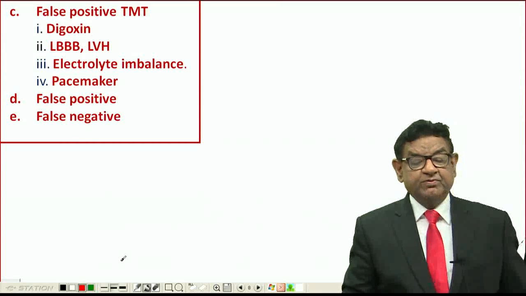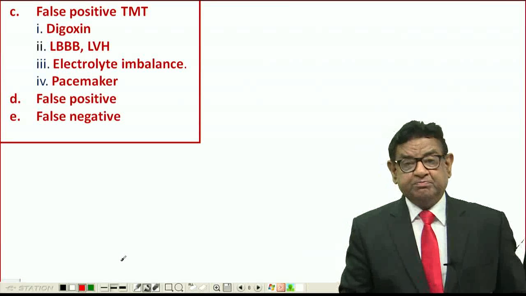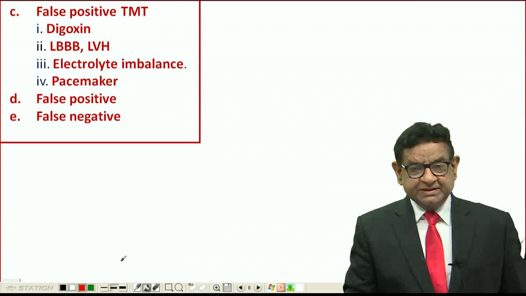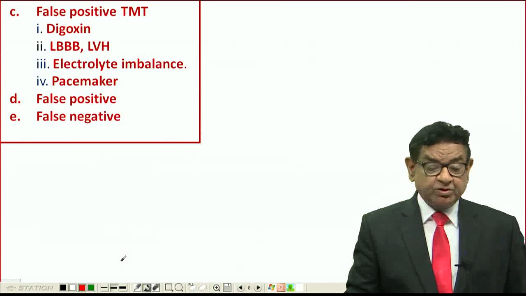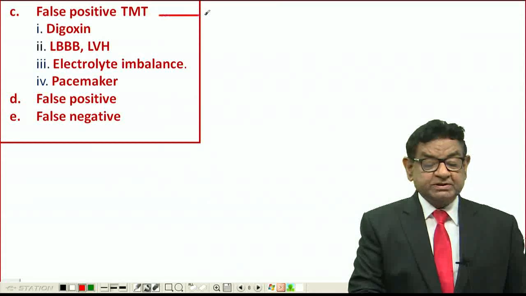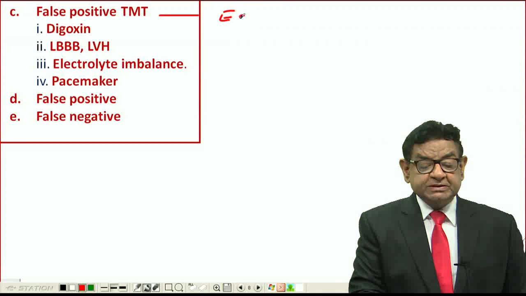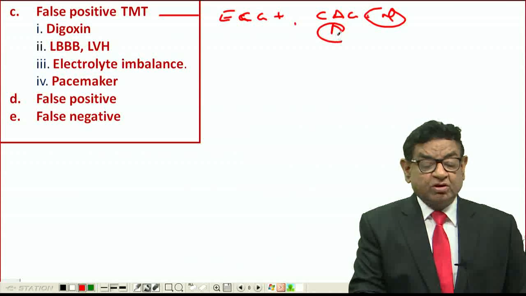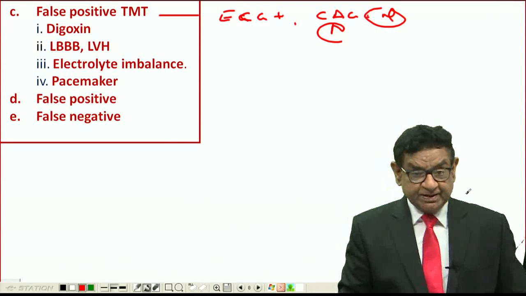Now, what are the conditions where we may get a false positive TMT? That means patients are showing ECG changes but coronary angiography is normal. So false positive means ECG findings are there, but coronary angiography is normal. We call it a false positive TMT.